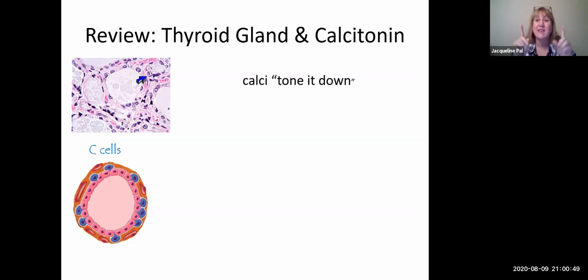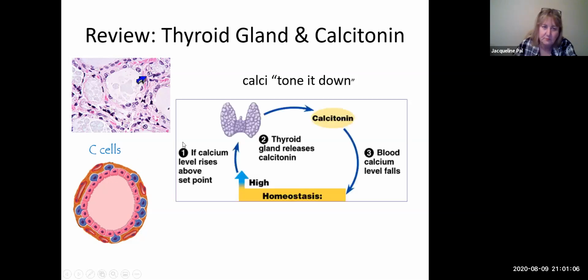So as you recall, when calcium levels are high and we need to tone it down, we're going to use calcitonin. And that comes from the thyroid gland, specifically these cells that are not part of the follicle, but these blue cells on the outside, which were the C cells. So when calcium levels rise above the set point, the thyroid gland is going to release calcitonin, which will cause the blood calcium levels to fall.